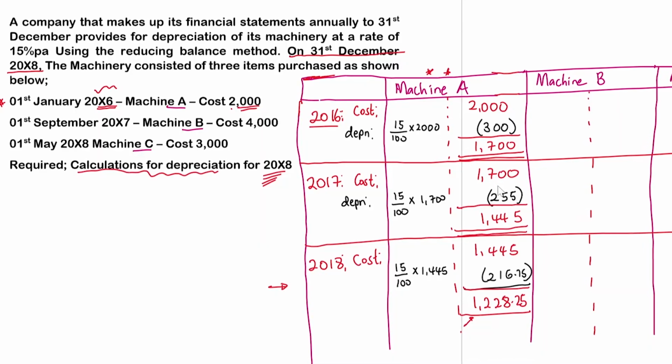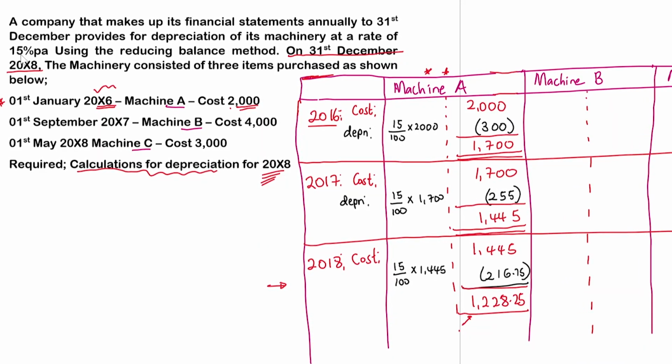Now take note that here for machine A, this 15% per annum is depreciation for the whole year. That is for the whole 12 months. As you can see, in 2016, the machine was bought at 1st of January 2016. So it means that it spent the entire 12 months up to December. That's why we were able to fully depreciate it at 15% like you are seeing right there.